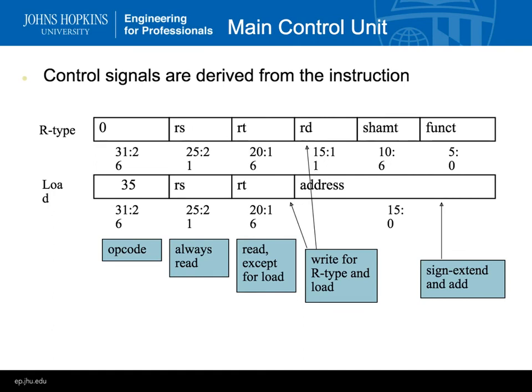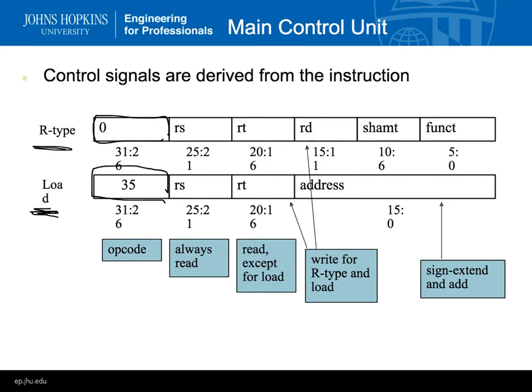So here's control signals and how derived from the instruction. It looks like I lost a little bit of formatting when I went to explain everything, but this is an R-type instruction and a load instruction. So what happens when both of these go through the data path? So this is always the opcode. So it's going to read the opcode. First thing the data path's going to do is read that opcode to figure out what's going on.